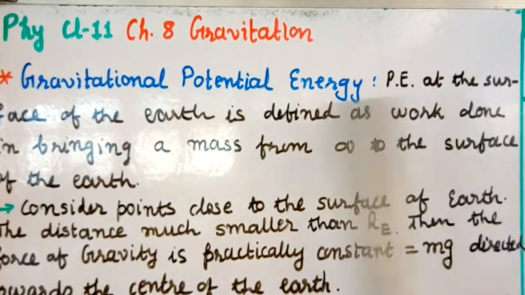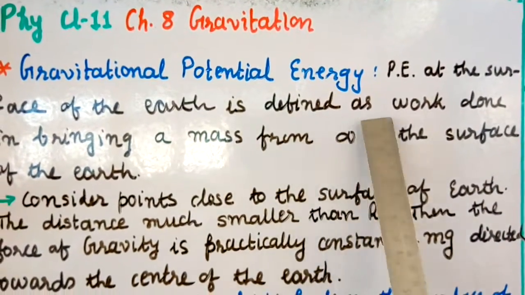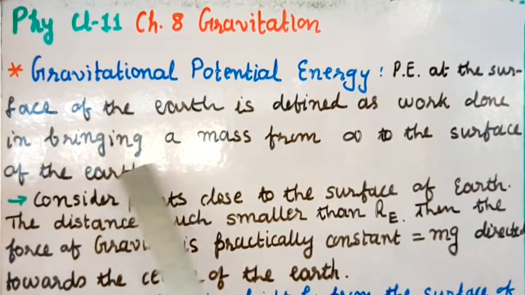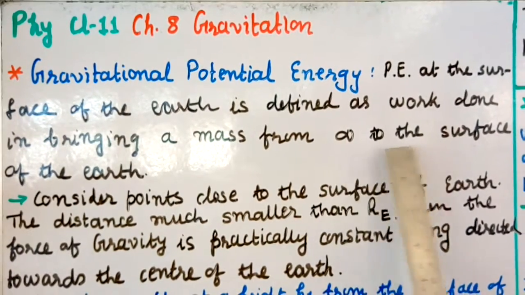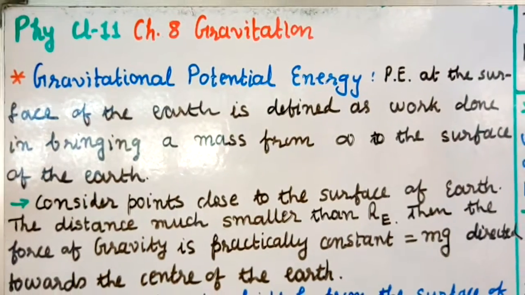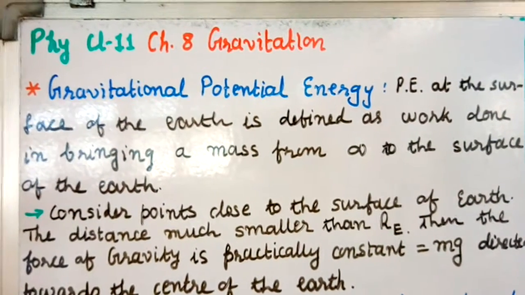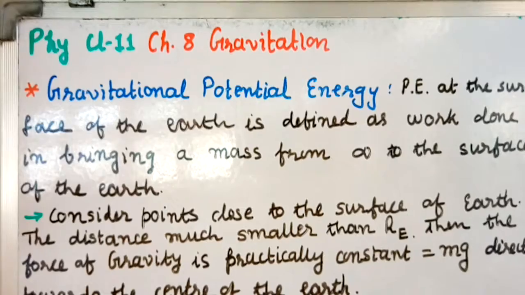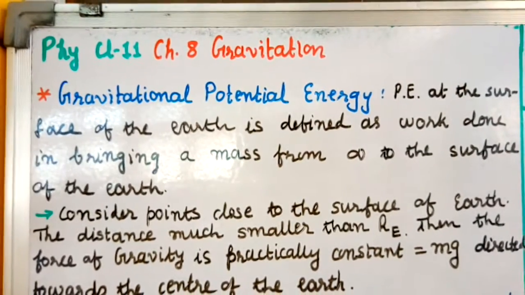Potential energy at the surface of the earth is defined as work done in bringing a mass from infinity to the surface of the earth. So potential energy is the work done in bringing mass from infinity to the surface of the earth.